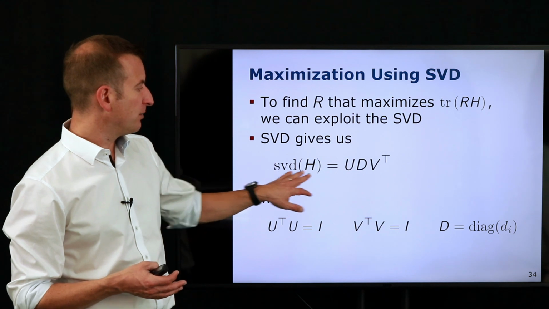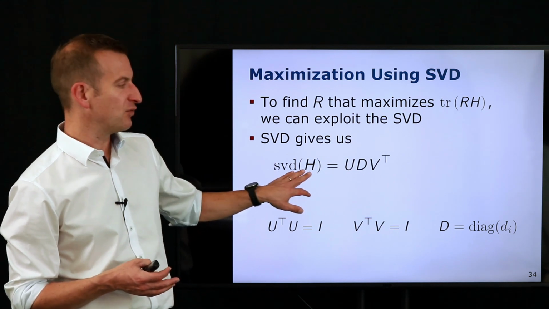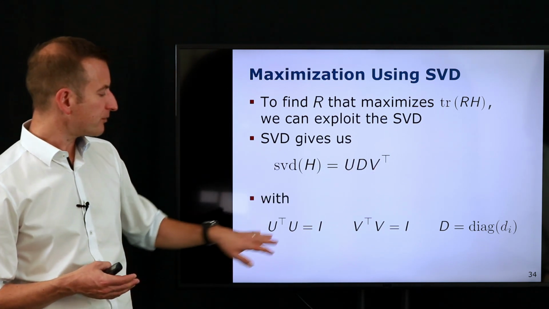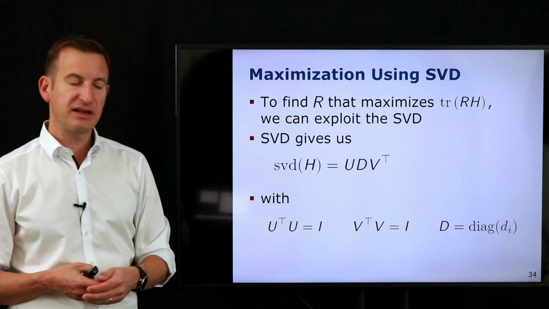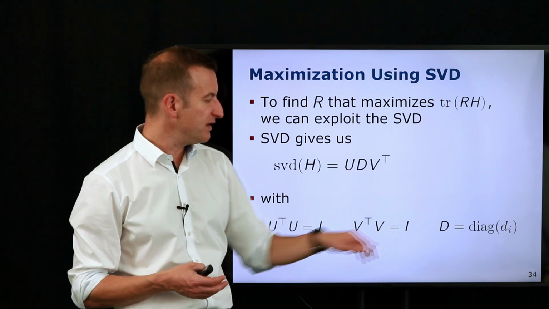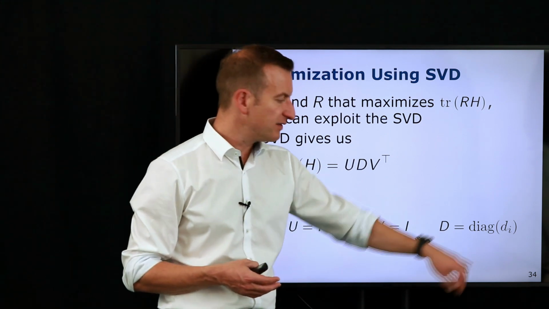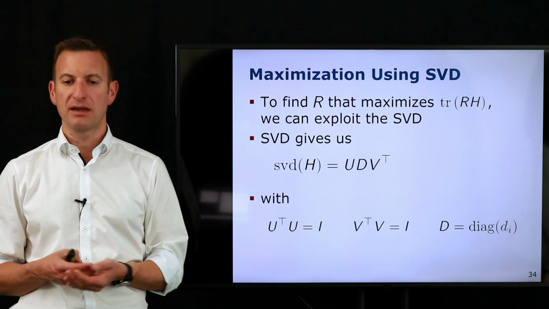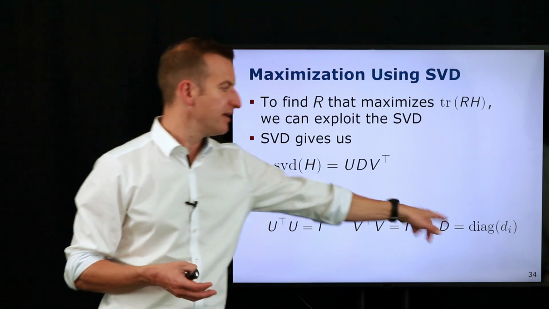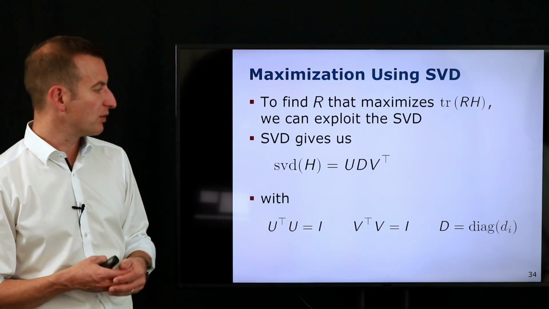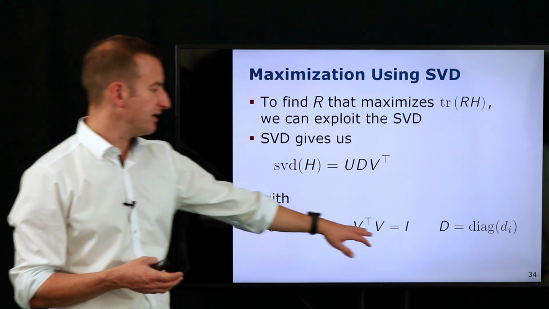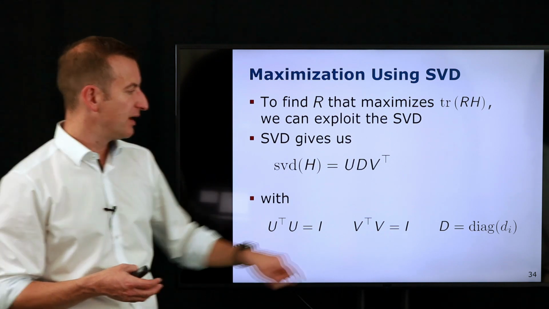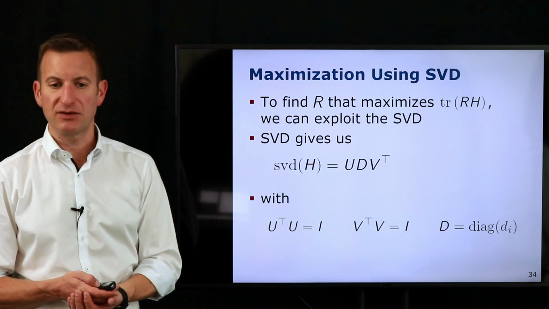So we start with a singular value decomposition of H, which breaks up the matrix H into 3 matrices: a matrix U, a matrix D, and a matrix V transposed, with the properties that U transposed U is an identity matrix, V transposed V is an identity matrix, and D is a diagonal matrix containing all the singular values on the main diagonal, all being positive. So these are basically rotation matrices in my 3x3 example, and D is a 3x3 diagonal matrix.